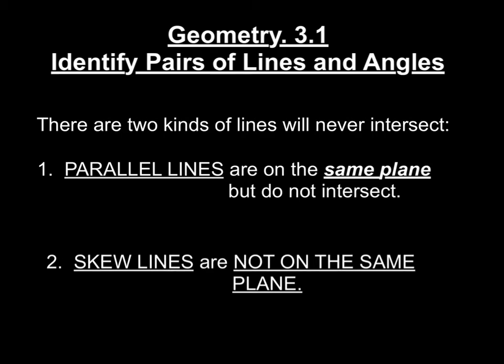Today in geometry in section 3.1, we are going to identify pairs of lines and angles. There are two kinds of lines that will never intersect, and they are parallel lines and skew lines. There's a huge difference in those.